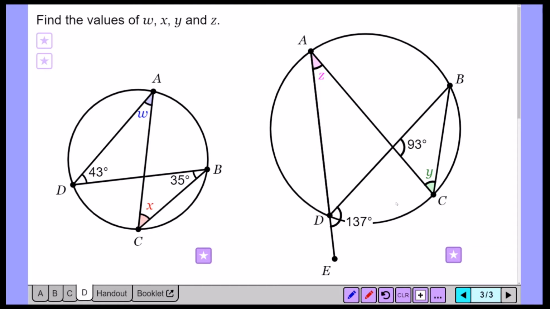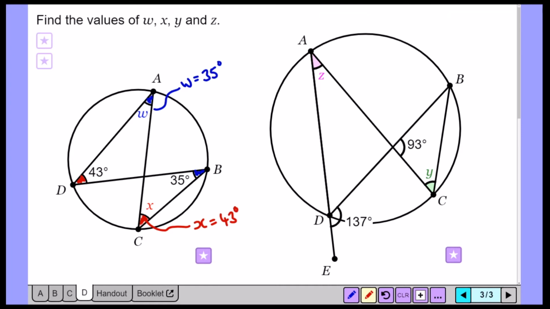So in our example, we can see the 2 points at the top, which are W and 35, they're going to be equal, so therefore I can say that W is equal to 35 degrees. I can also say the same about the angles at the bottom, so this 43 and angle X, because they're both at the bottom, I can say that they're equal, so therefore X is equal to 43 degrees.